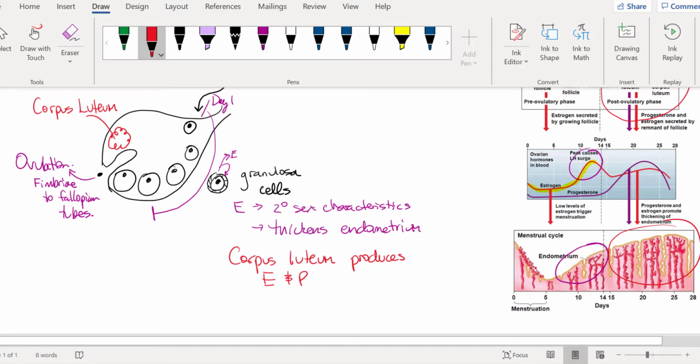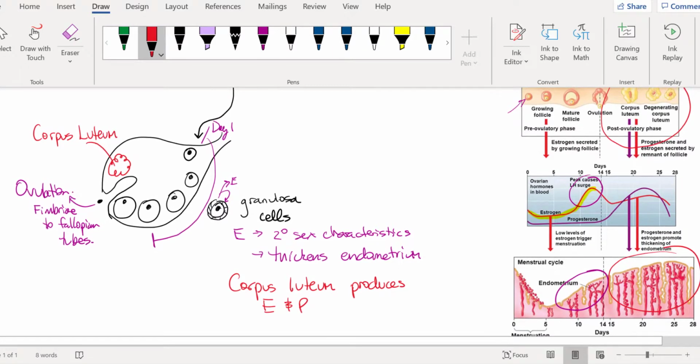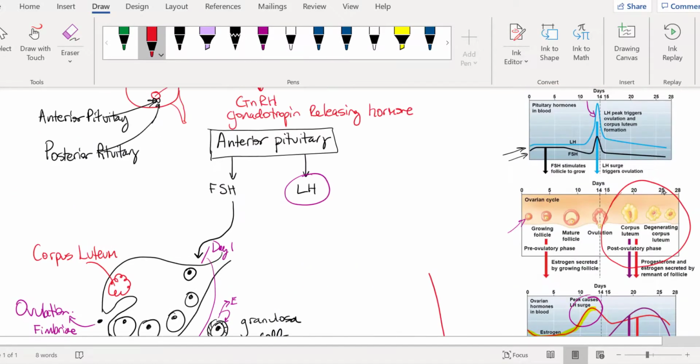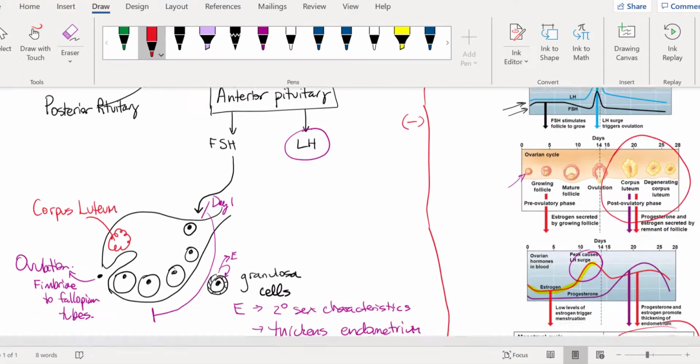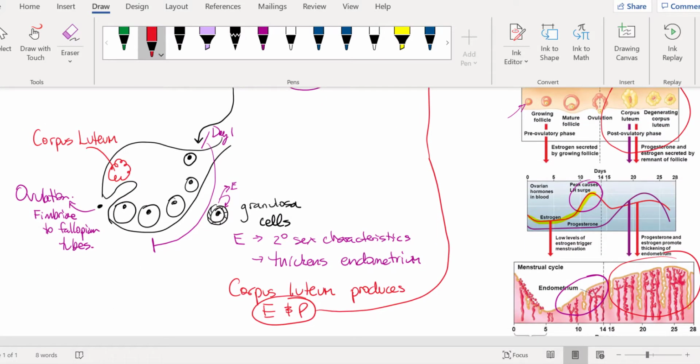Now, what's really interesting about this is that this combination of estrogen and progesterone tells the hypothalamus to stop producing gonadotropin releasing hormone. This is a negative feedback loop. All right, and so this is so that we don't produce another follicle while one could still be in the uterus.